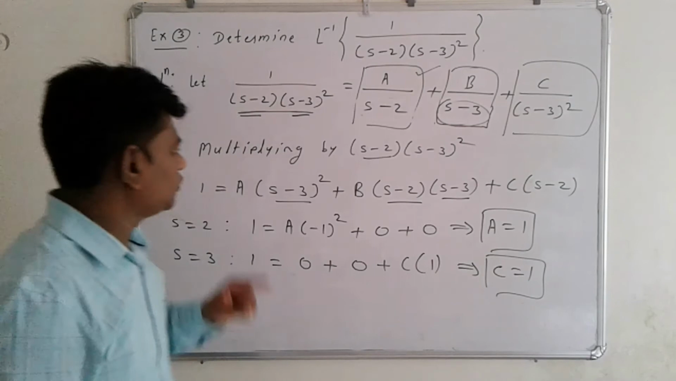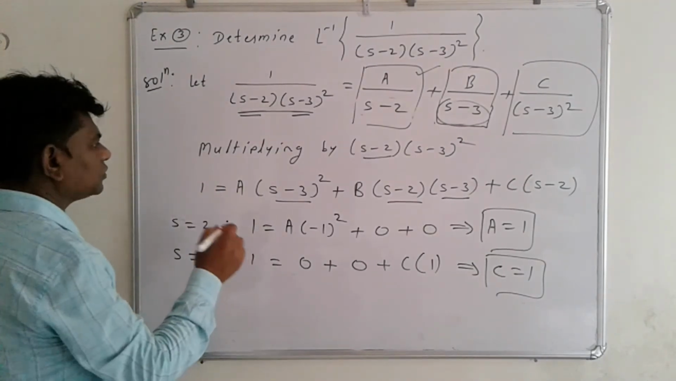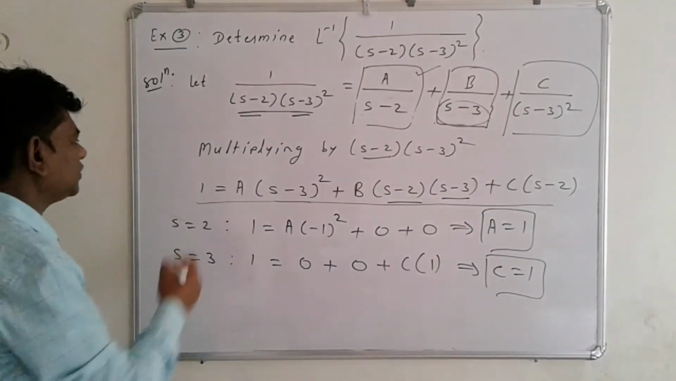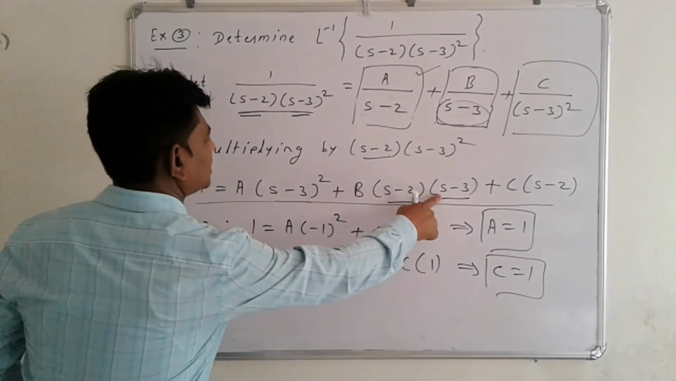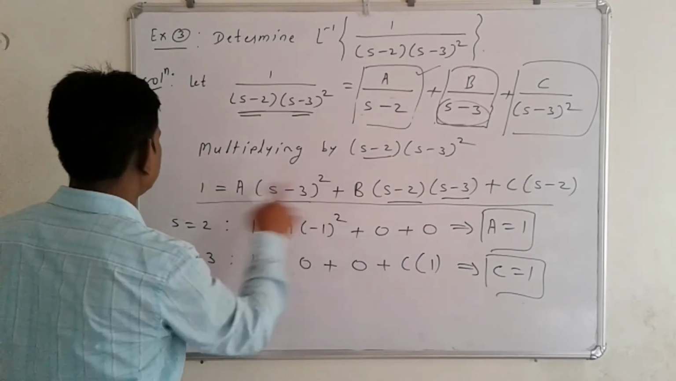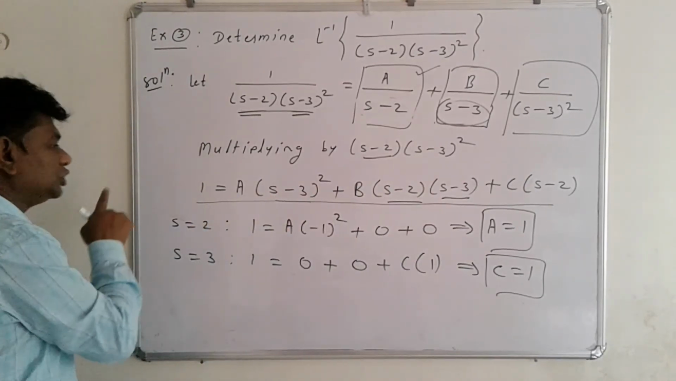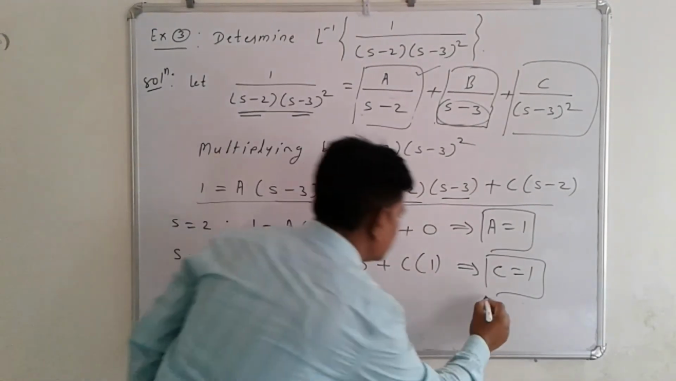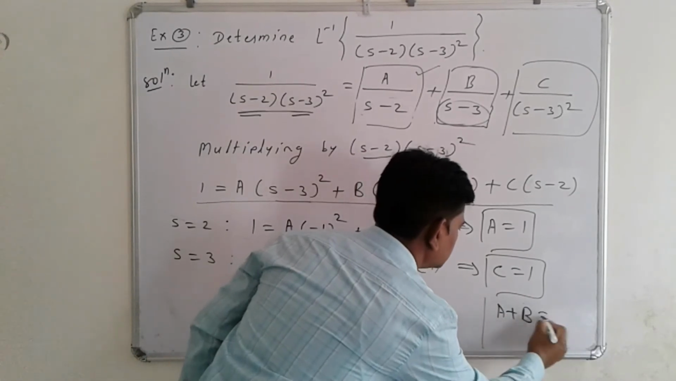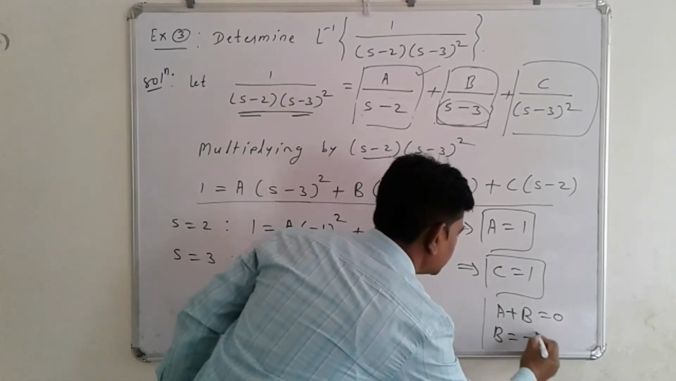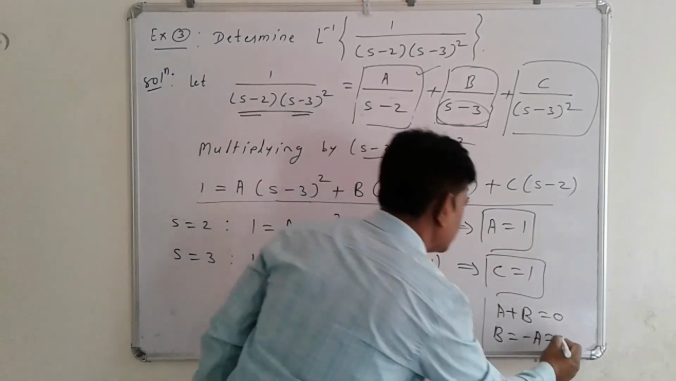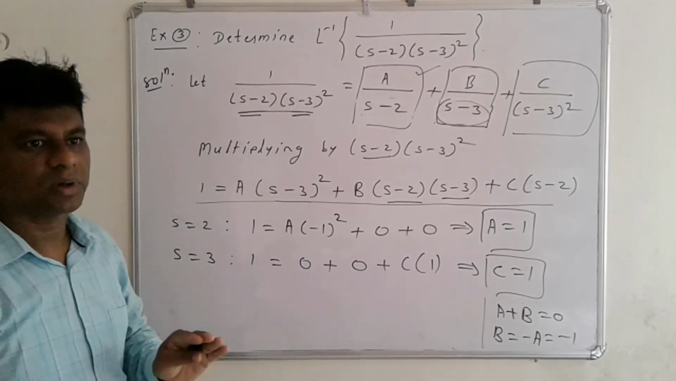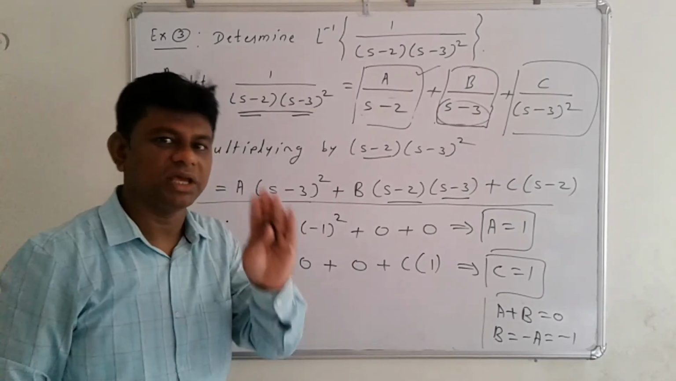Now for B, we are going to equate the coefficient of s square. In here, the coefficient of s square comes from s into s, here s square, here s square. So A plus B is equal to 0, because the coefficient of s square on the left side is 0. Therefore A plus B is equal to 0, that means B is equal to minus A, and A is 1, so B is equal to minus 1. Such type of calculation we have already seen in example 1.